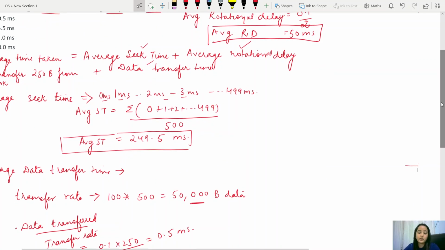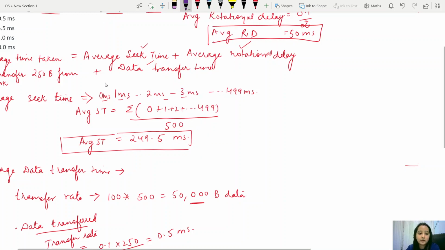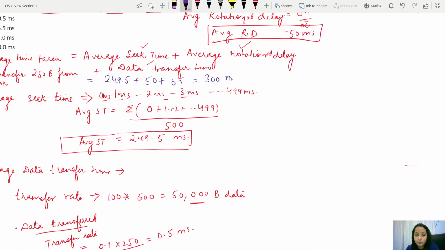So three things we have to find out: the transfer time 0.5 millisecond, then average seek time, and average rotational delay. So if we add all these terms, we'll be able to get the answer. So here I am putting all the values in the formula. Average seek time is 249.5 plus, what is your average rotational delay? 50 plus your transfer time 0.5, and when you add up all this, you will get 300 milliseconds.